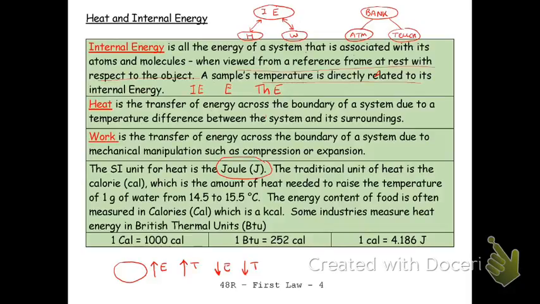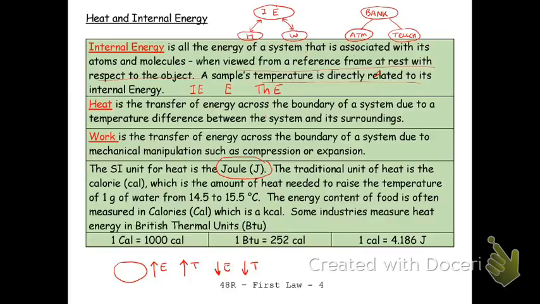A traditional unit for heat is the little calorie, which is the amount of heat needed to raise the temperature of 1 gram of water from, why not 0 to 1? Well, you've got to pick a number. So they said 14.5 to 15.5 degrees C, about room temperature. A little bit of a cool room temperature, but about room temperature.